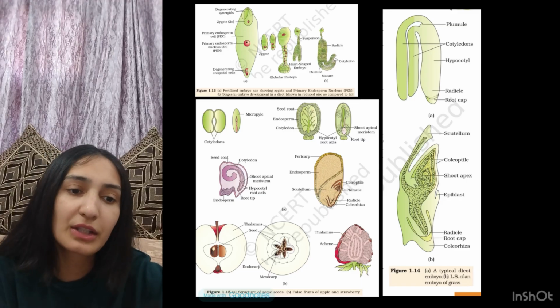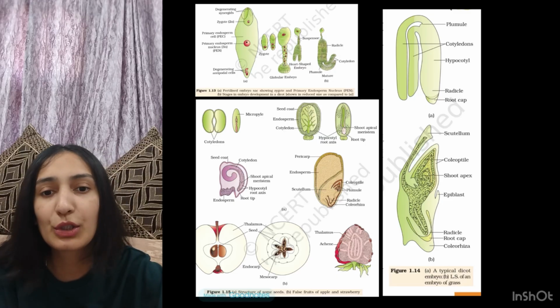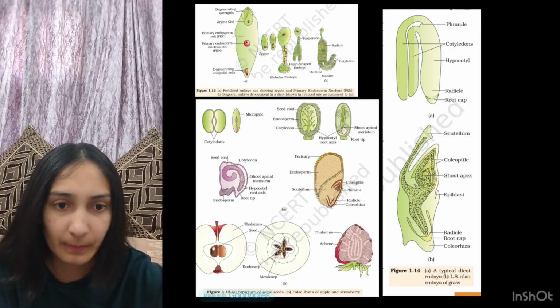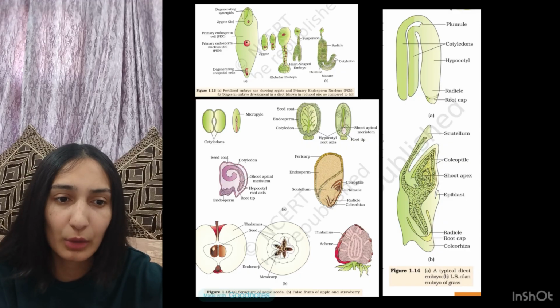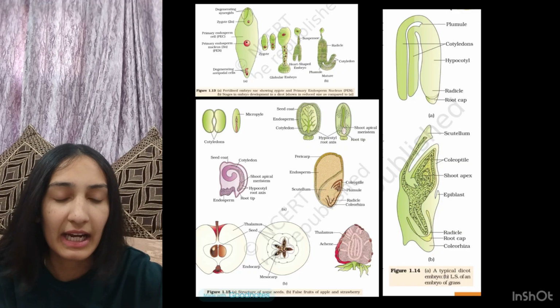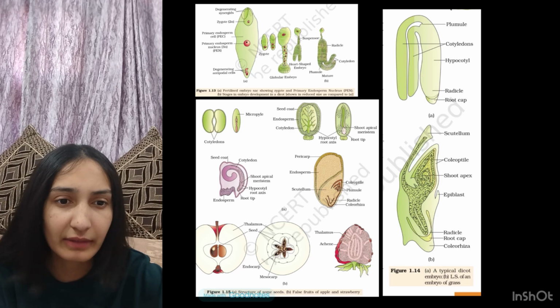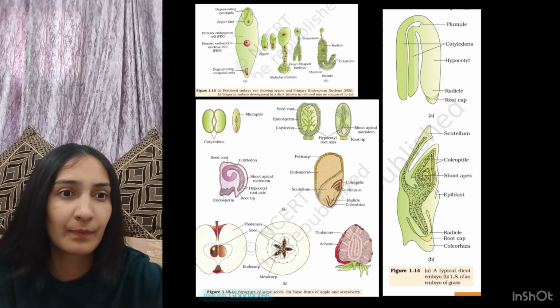Now B depicts the false fruits of apple and strawberry. This is a very important MCQ. Now look, in the apple we have thalamus, we have seed, we have endocarp and we have mesocarp. And in strawberry you can clearly see we have thalamus and we have achene.